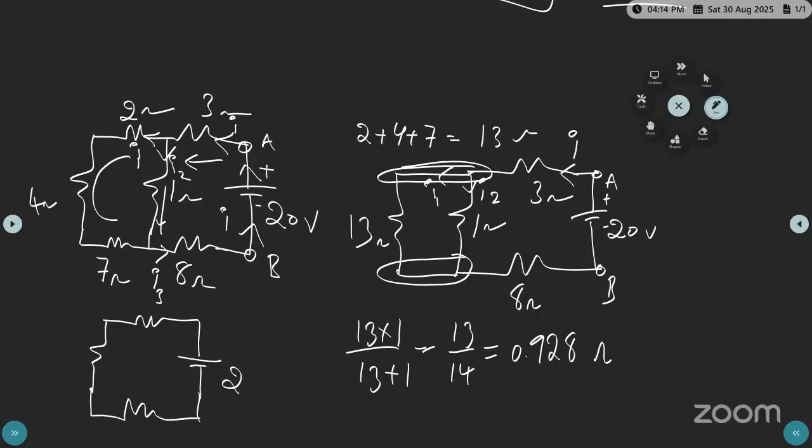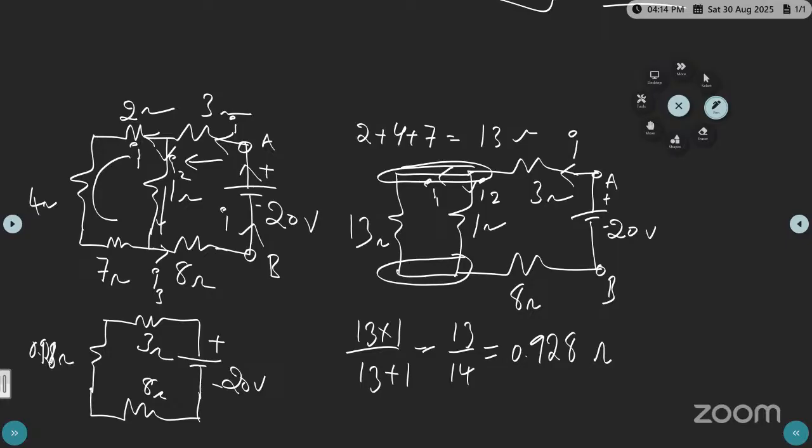Here this is the 20 volt voltage source, plus and minus. Here 3 ohm. Here not 1 ohm, it is 0.928 ohm, and here it is 8 ohm. These two elements are converted into a single element of 0.928. This is 3 ohm, 8 ohm, 20 volts.